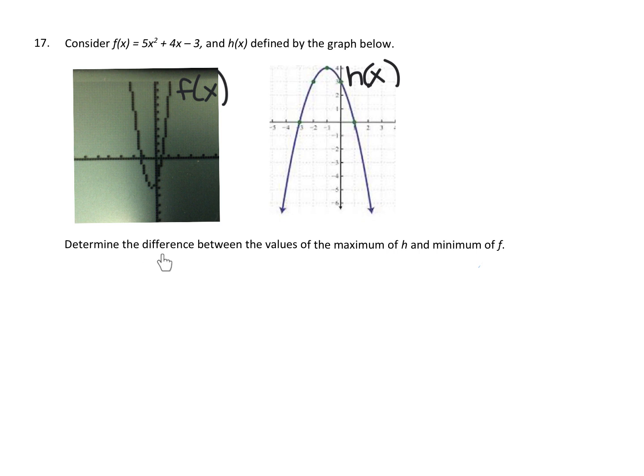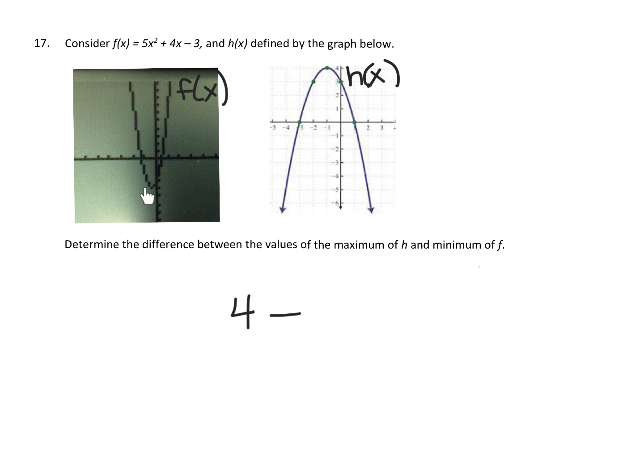Now it says determine the difference. That means we're going to subtract between the values of the maximum of h. So here's the maximum of h. It's kind of hard to see these numbers, but it's 1, 2, 3, 4. It's at a height of 4. So the maximum of h would be 4. And then minus, it says the minimum of f.